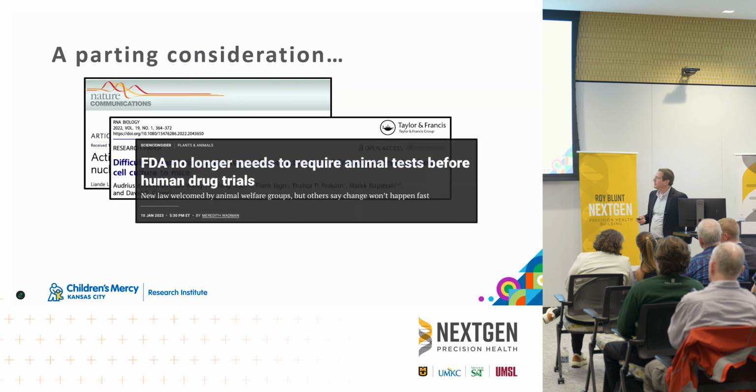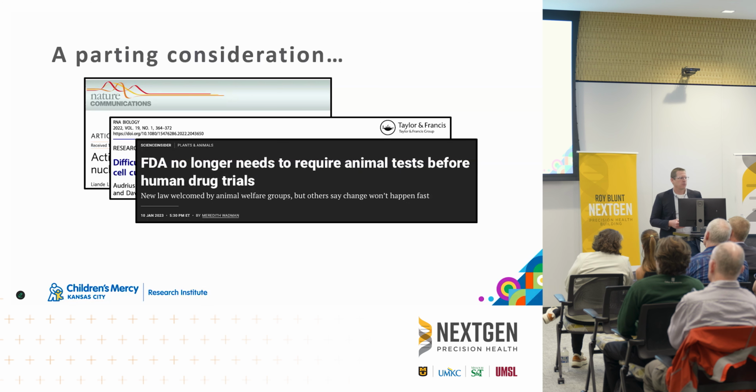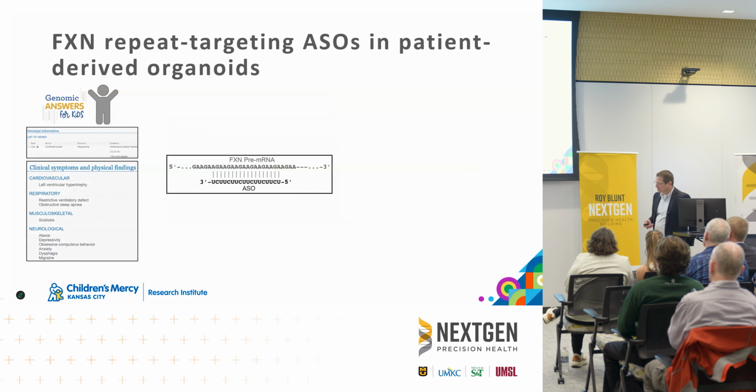And why that's important is because the FDA, just a couple years ago, dropped the requirement for animal testing prior to moving into clinical trials. So what we were thinking about was, what if that mouse work had never been done? And what if they had just gone directly into patient-derived organoids? We happen to have quite a few Friedreich's ataxia patients in our program.